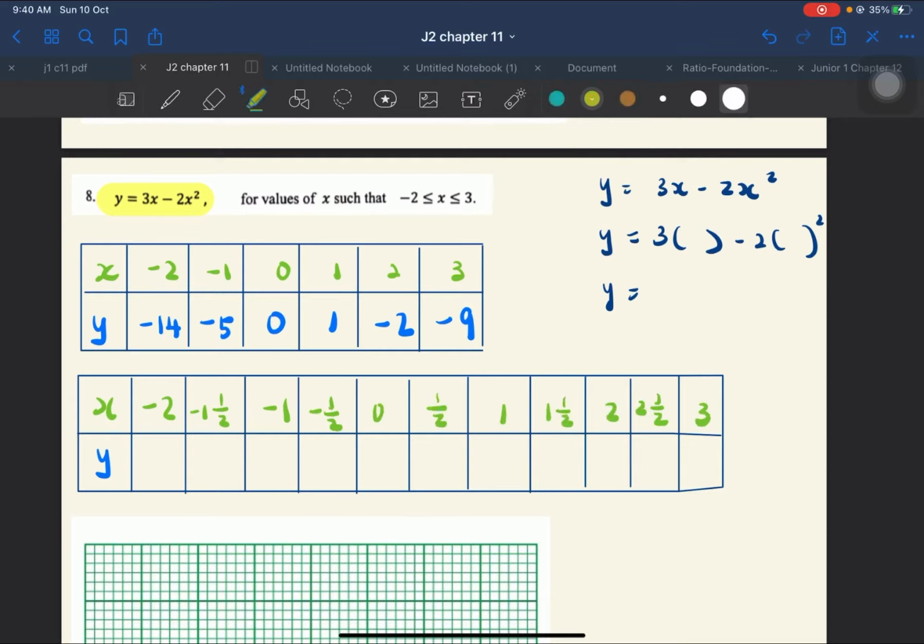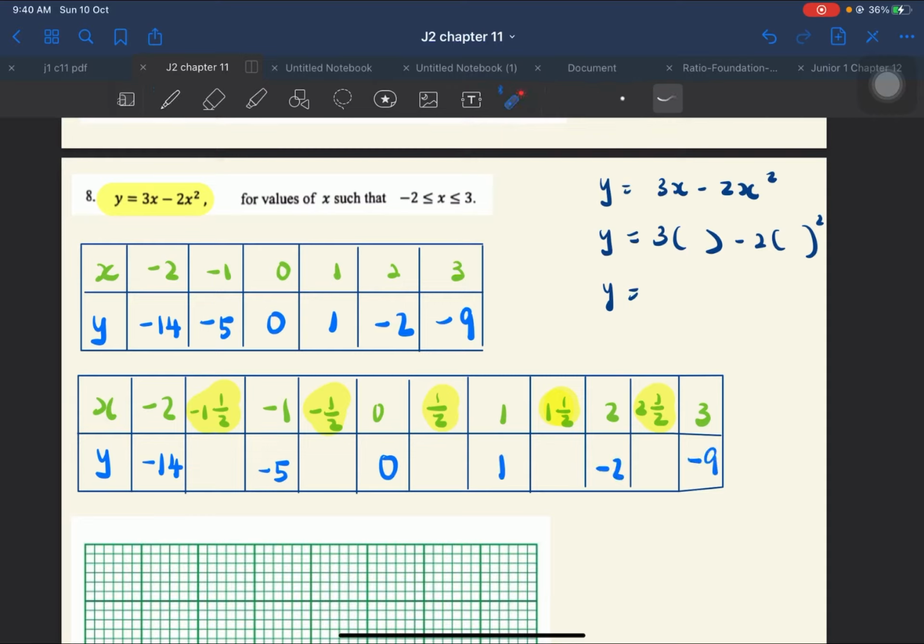Okay, I actually added a few columns, as you can see. 1, 2, 3, 4, 5. 5 columns over here for your x value. And now you may copy the previous y value that you found here. Okay, y equal to negative 14 when your x is negative 2. Just extract your y value from your previous table.